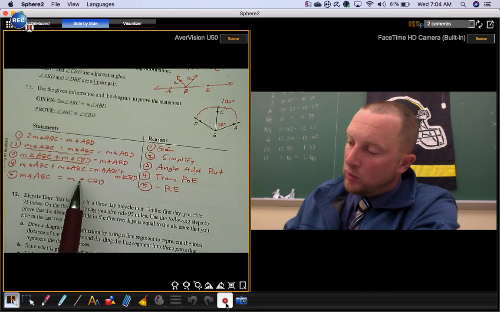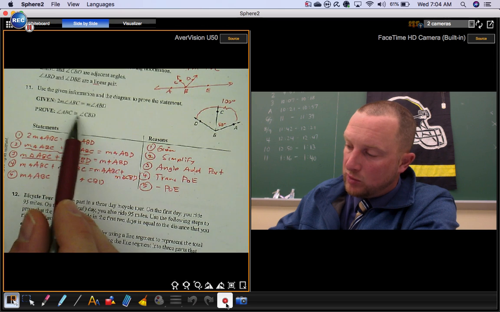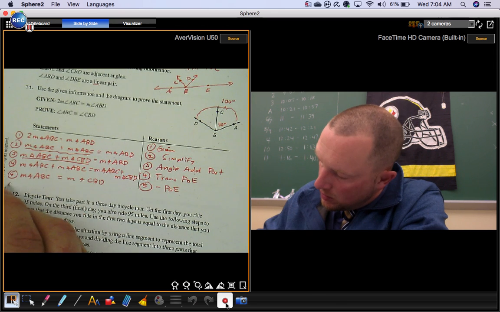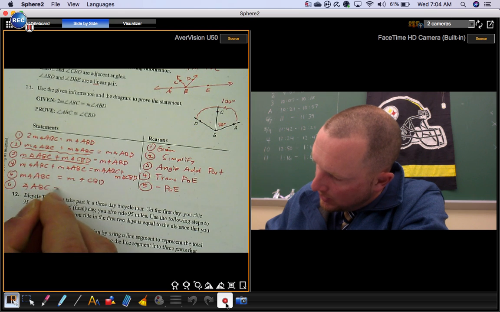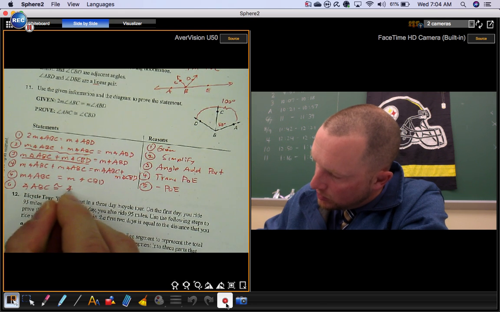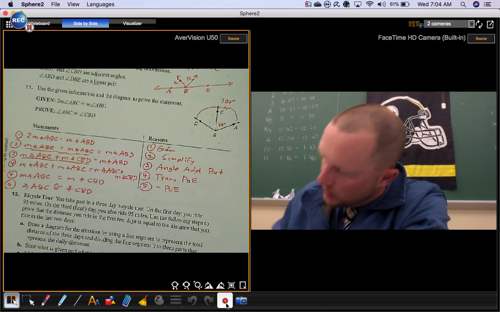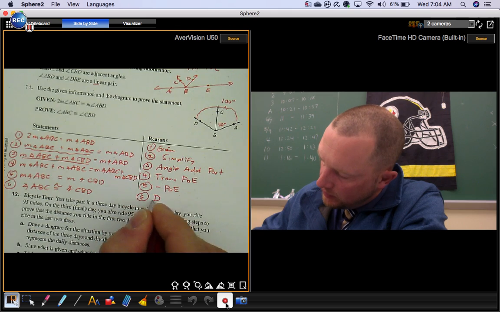Now we have two equal angle measures. What does that mean about the angles? They're congruent angles. So angle ABC is congruent to angle CBD. That's definition of congruent.